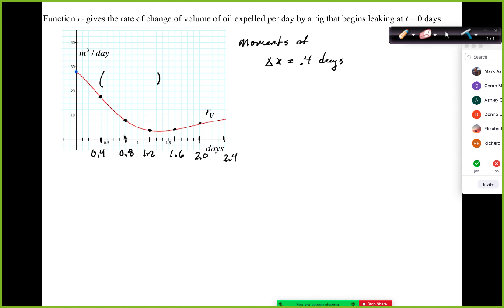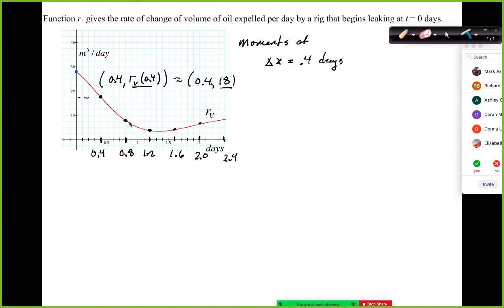It would be 0.4 and then R_V at 0.4. Good. Function notation, right? Function notation gives us an exact value, and then we could do an estimate. 0.4 and what is R_V of 0.4? What is that about? Anybody? 18. Yeah, it's about 18, right? So this is exact notation. This is an estimate. It's about 18.